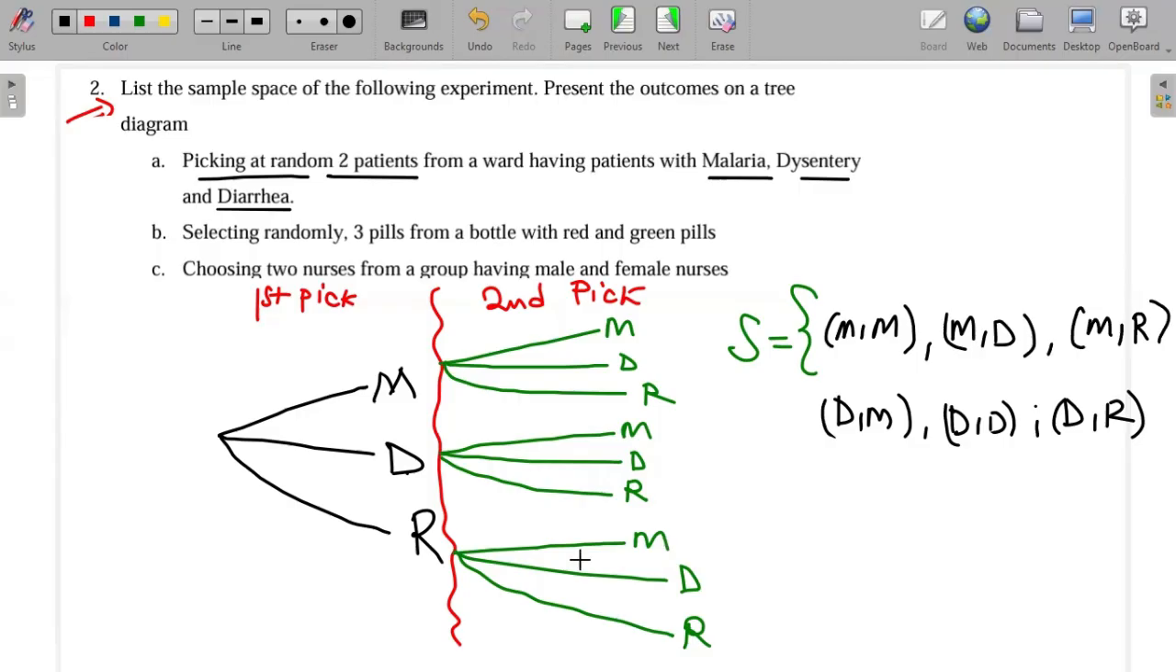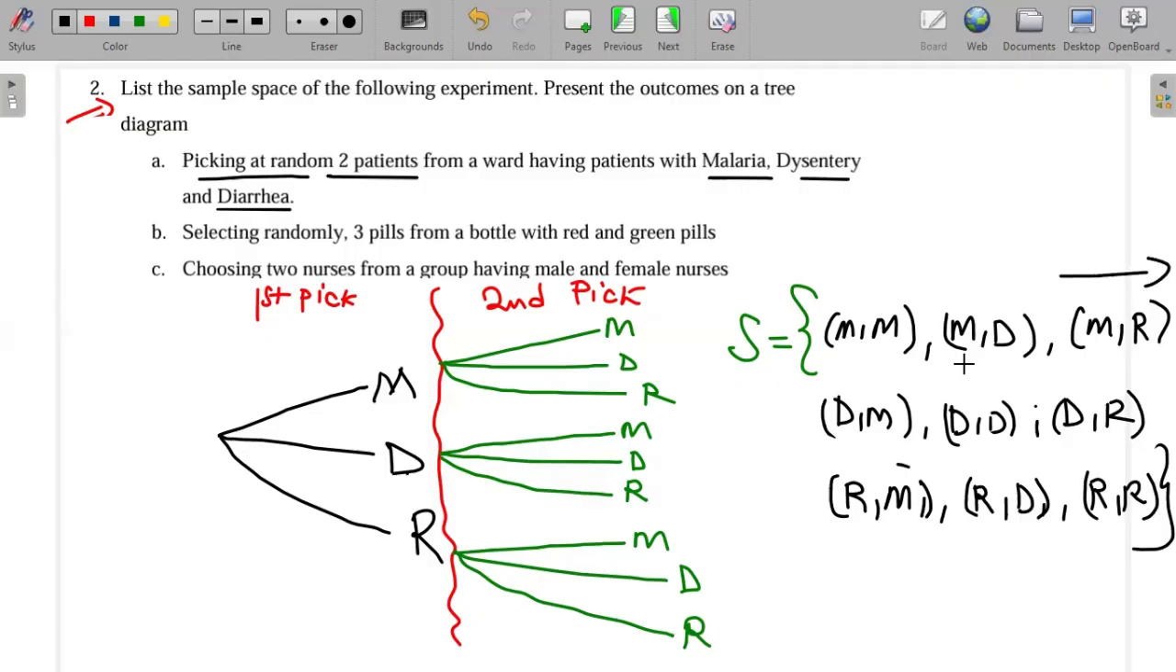Then the other possible outcomes are when the first one has diarrhea. The first one has diarrhea, then the second one can have malaria. Or the first one still has diarrhea, but the second one has dysentery. Or the first one still has diarrhea, and the second has diarrhea too, like that. We said R represents diarrhea, right? And then I close my set like that. When writing, don't write the way I did; continue from this side here, it's just that my space is done there. All right, so guys, any questions here? Now we've come up with this sample space from the tree diagram.